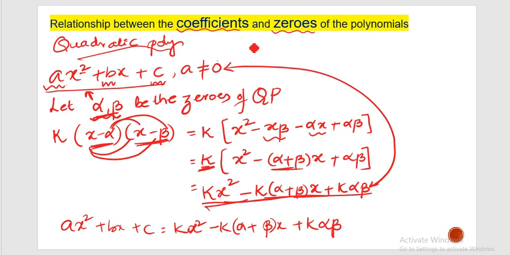Now if I want to say that these two are equal, then this x square coefficient should be equal to this x square coefficient.